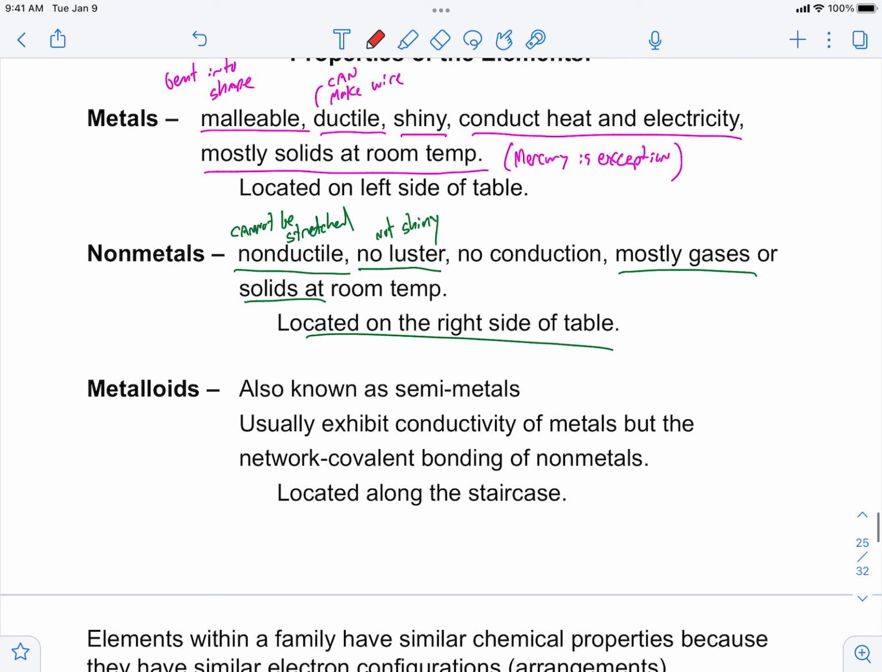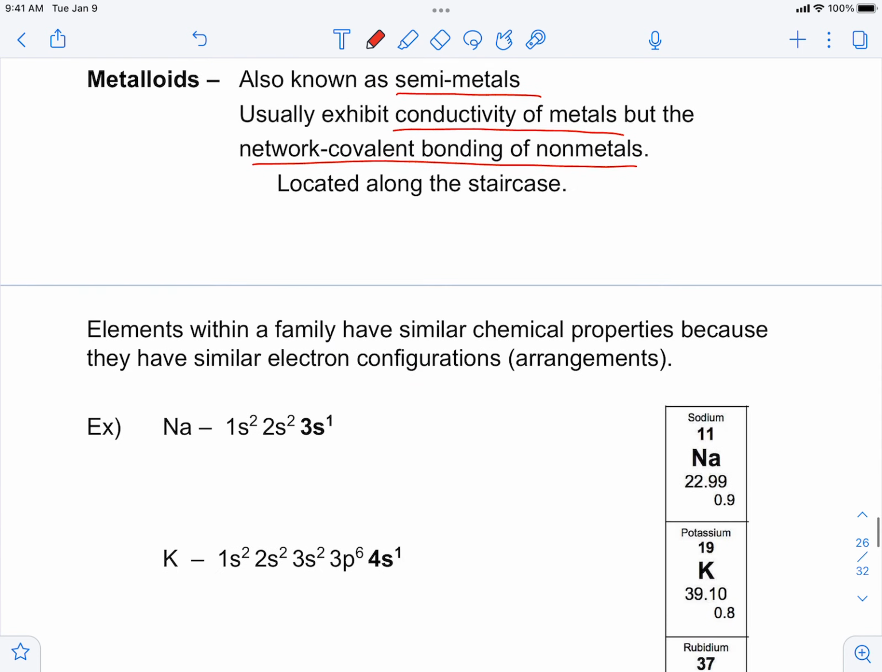So metalloids, also known as the semi-metals, usually exhibit half and half. Some properties of metals, some properties of nonmetals. Conductivity is the one we look for. All right. The type of bonding, though, is the same as what nonmetals have, and it's located on the staircase. So those are the properties of the elements.